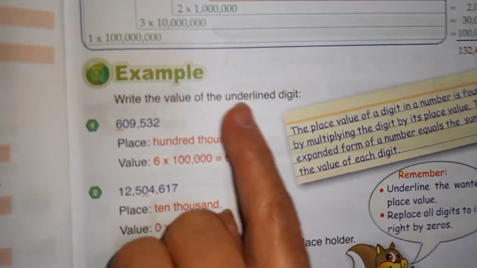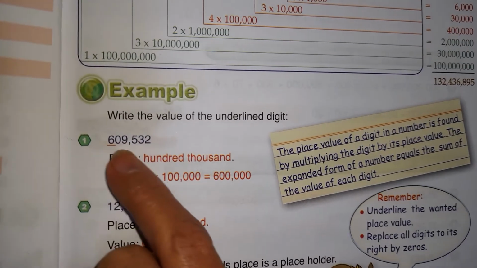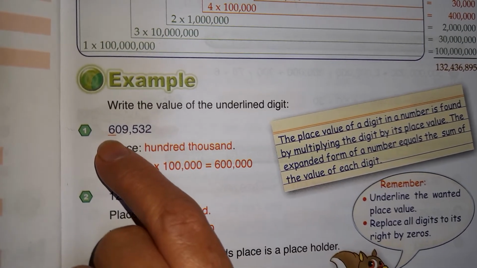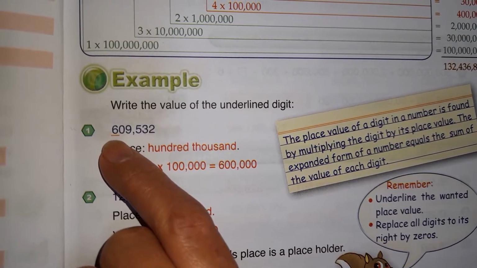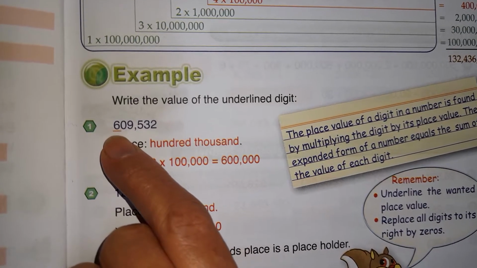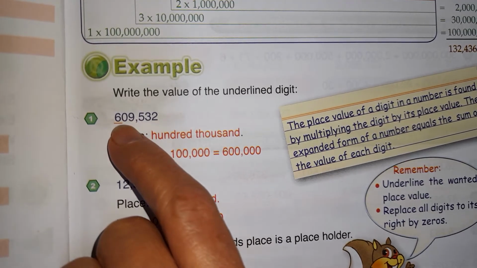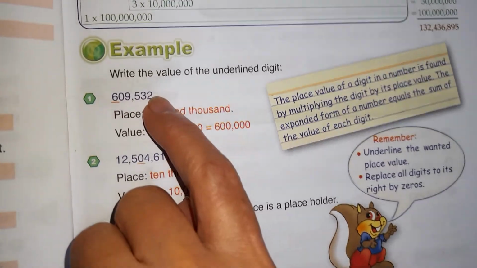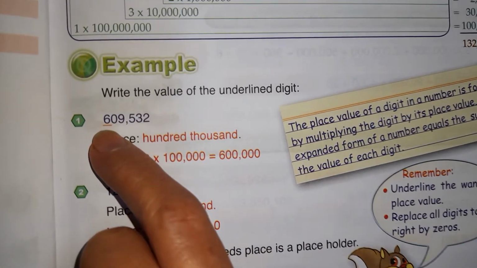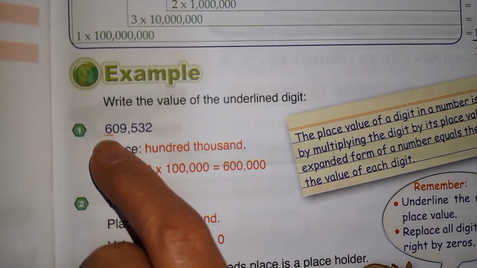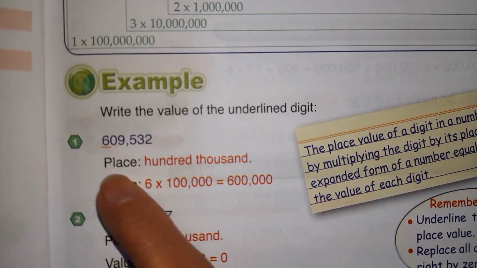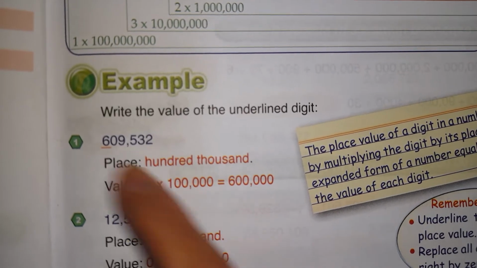Write the value of the underlined digit. They gave us a number and they put a red line under the 6. First, let's read the number. Yes, the number is 609,532. First, we are going to name the place of the 6. Where is the 6? The 6 is in the 100,000.